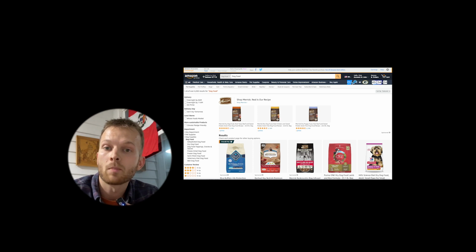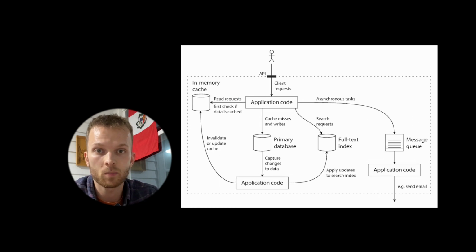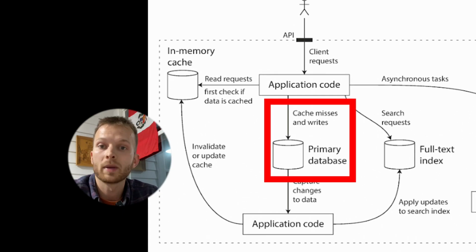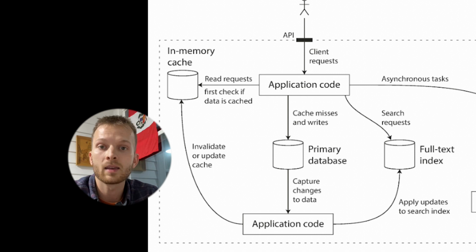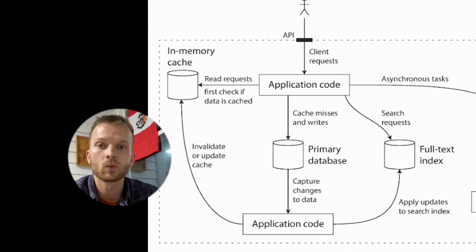Now, what happens when we want to buy a product? Let's say we add this Blue Buffalo to our cart. Well, when we add Blue Buffalo to our cart, we're performing a write operation. We're basically telling the primary database, hey, in whatever table represents items that are currently in my cart, I want you to add a record for Blue Buffalo. Later, when we actually buy the product, that record will get added to some table of products that you've bought in the past.